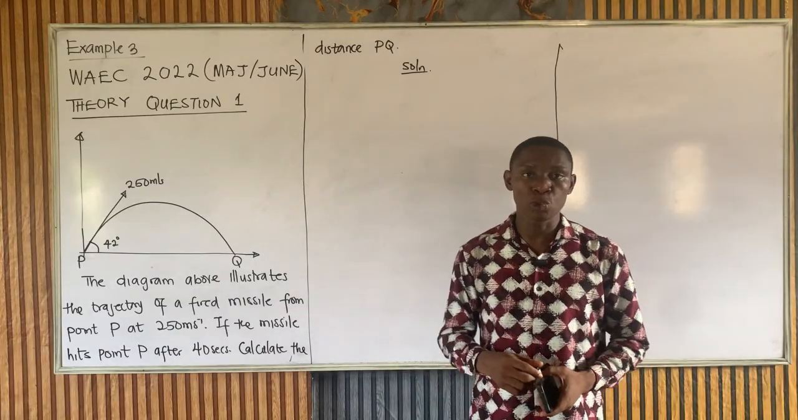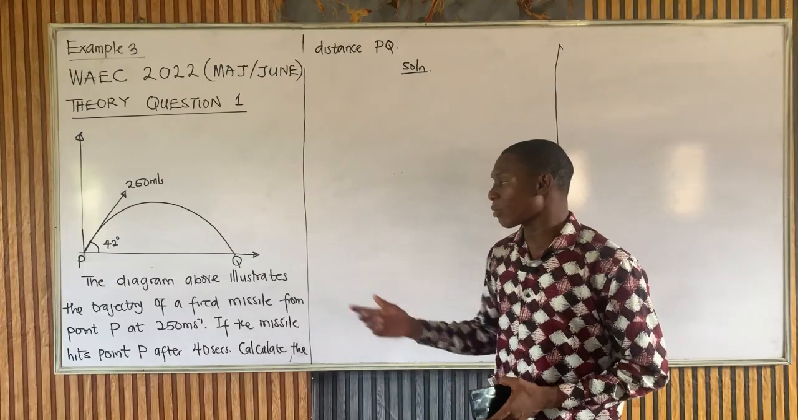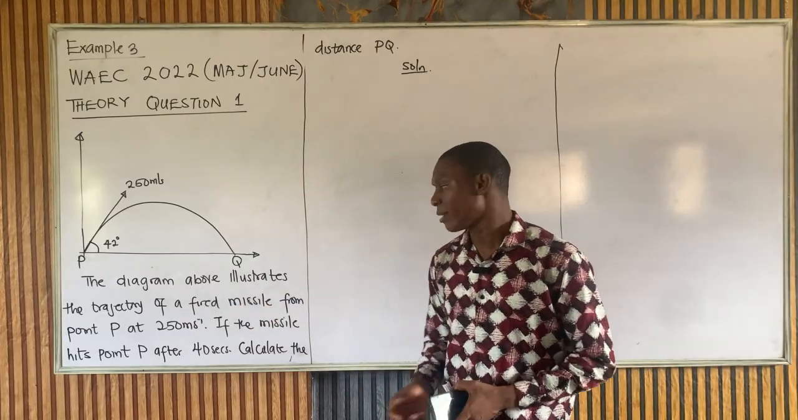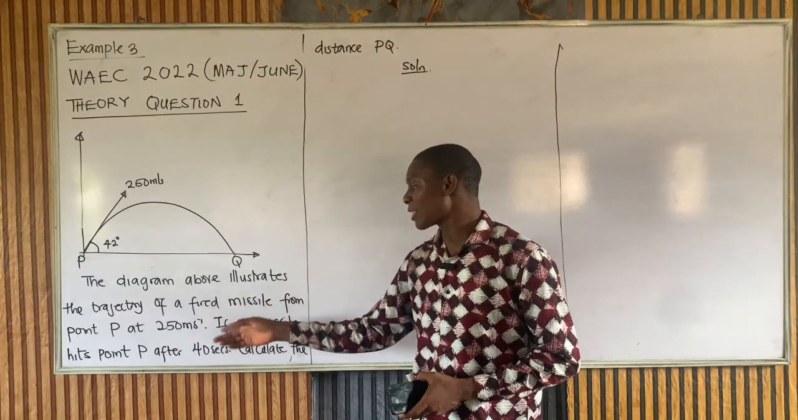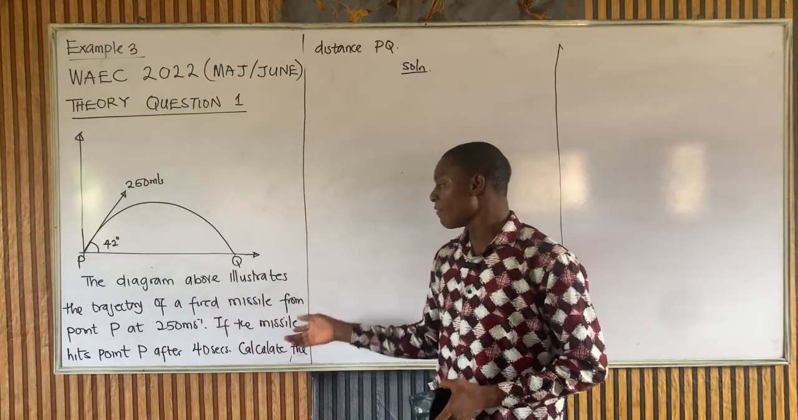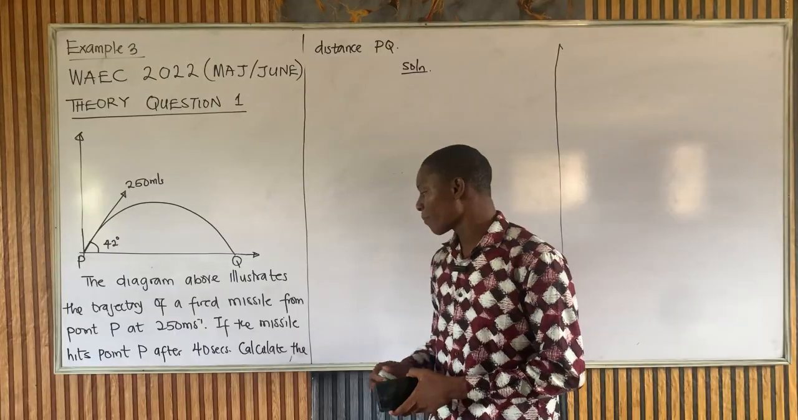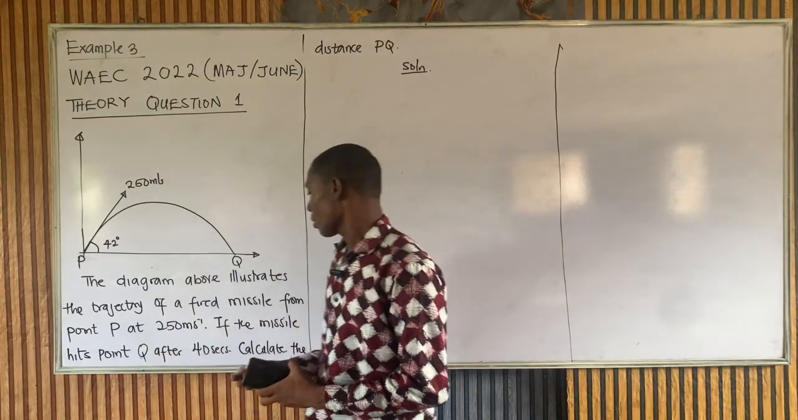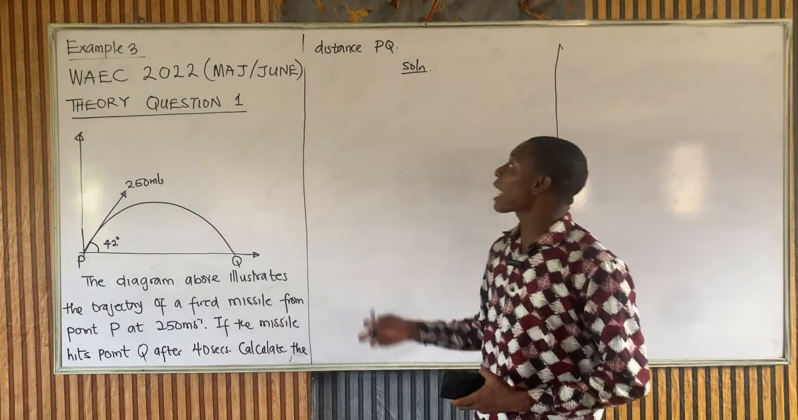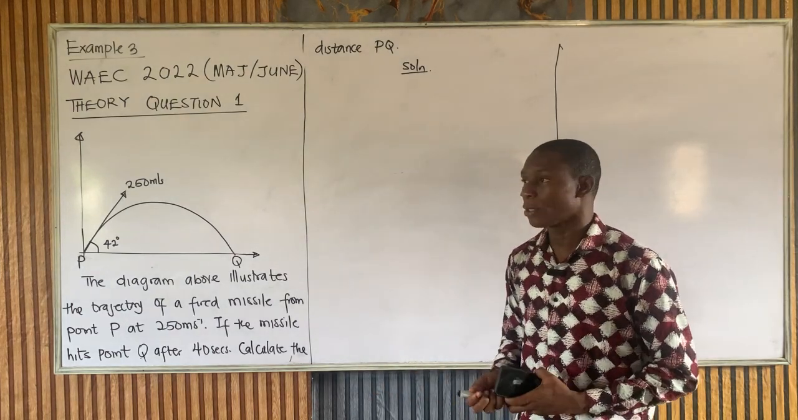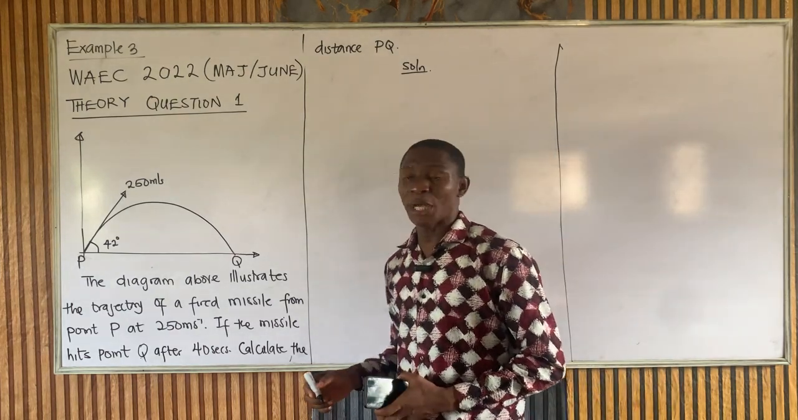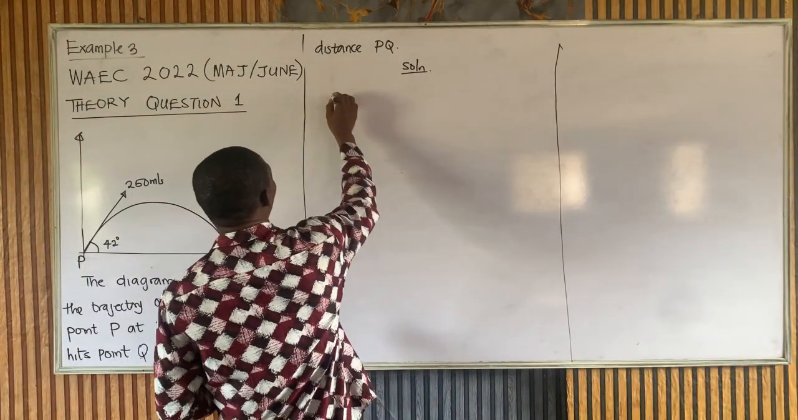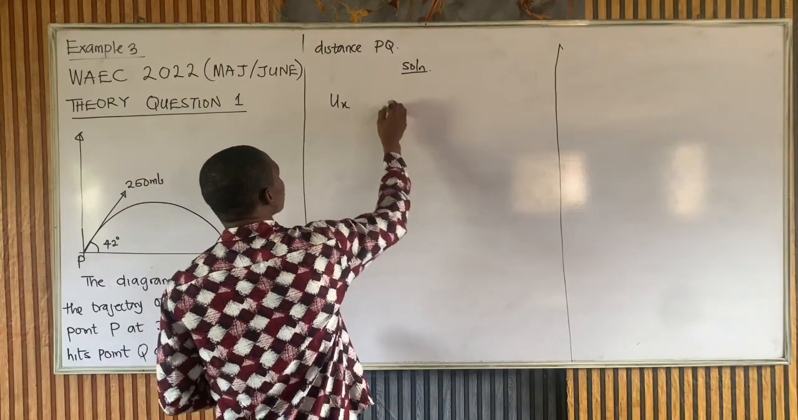One of the first things to do in solving this question, let's look at the question first. The diagram above illustrates the trajectory of a fired missile from point P at 250 meters per second. If the missile hits point Q after 40 seconds, calculate the distance PQ. Now, to solve this question, all we simply need to do is to get what we call our ux and uy.